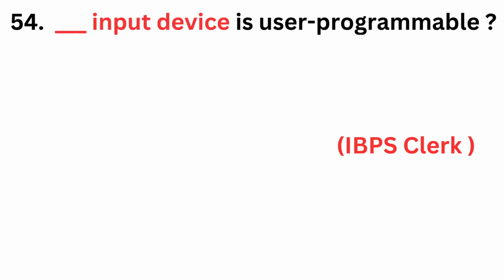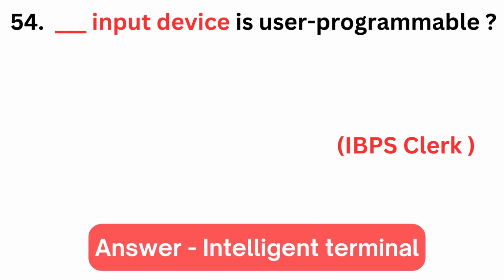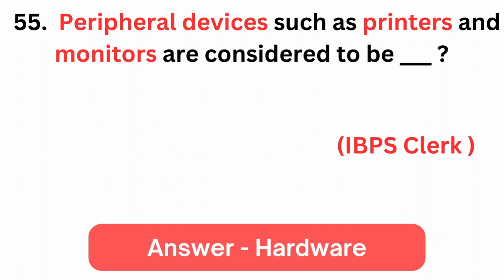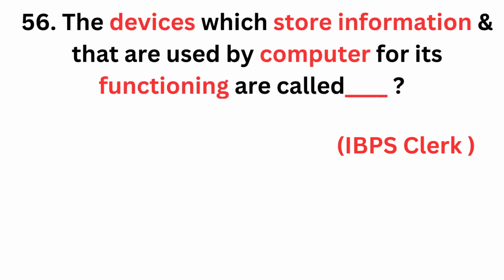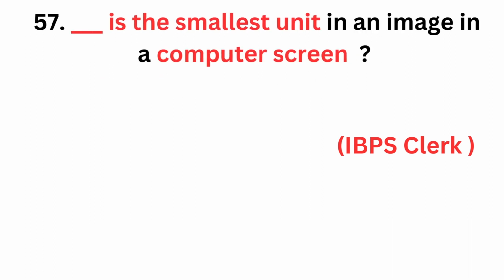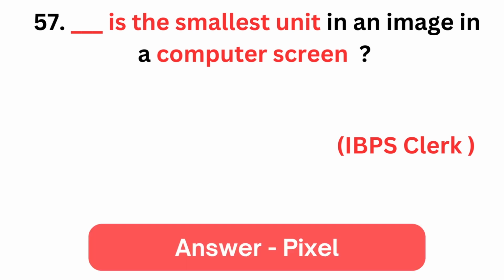What input device is user programmable? Intelligent terminal. Peripheral devices such as printers and monitors are considered to be what? Hardware. The devices which store information and that are used by computer for its functioning are called what? Storage devices. What is the smallest unit in an image in a computer screen? Pixel.